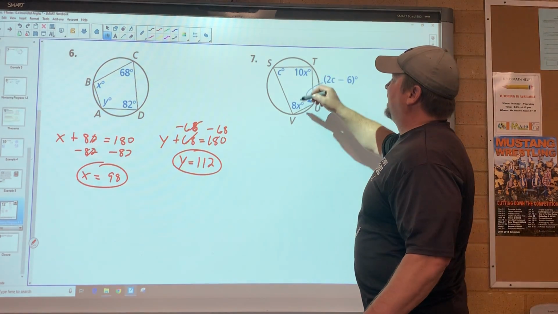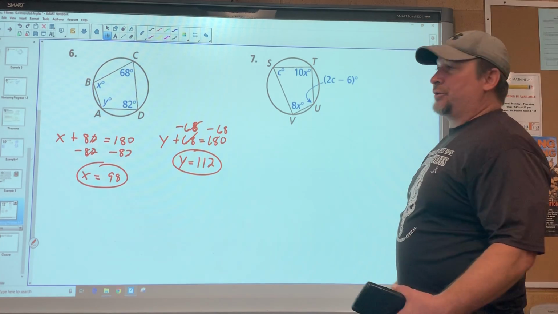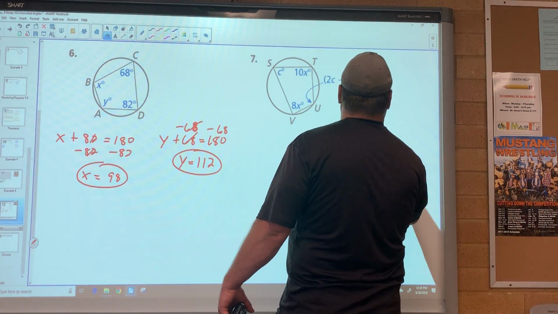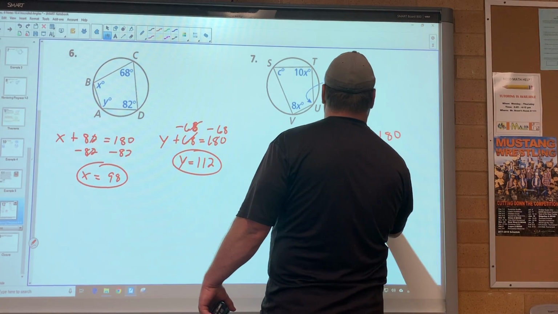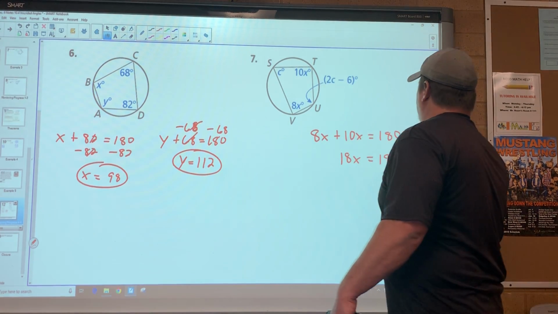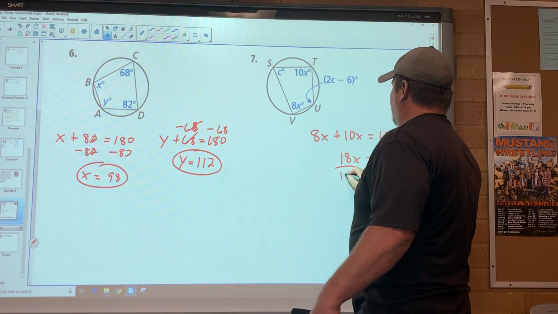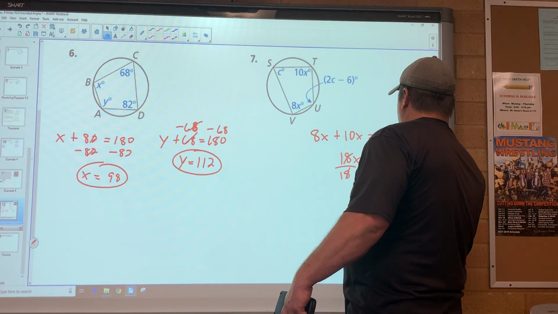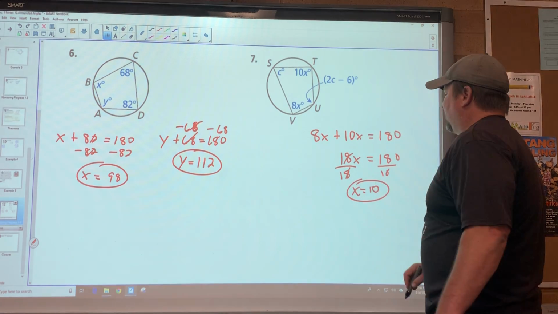We know opposite angles add up to 180. So 8x plus 10x equals 180. It's going to be 18x equals 180. We'll divide by 18. We'll get 10. So 10 is our x value on that one.